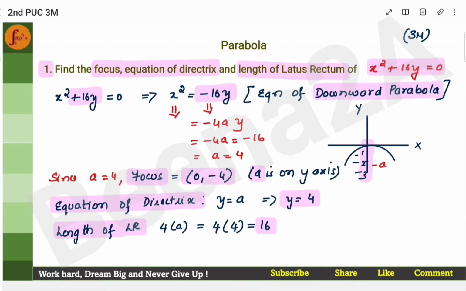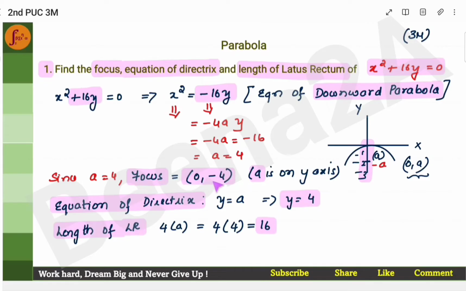Now, what is the focus for a downward parabola? Focus will be on the negative side, on the y-axis, because there is y here in the equation. So, it's negative on the y-axis. So, this is the focus. What is focus? Focus on the y-axis. So, it will be 0 and a. This is the focus. So, focus is 0 and a.